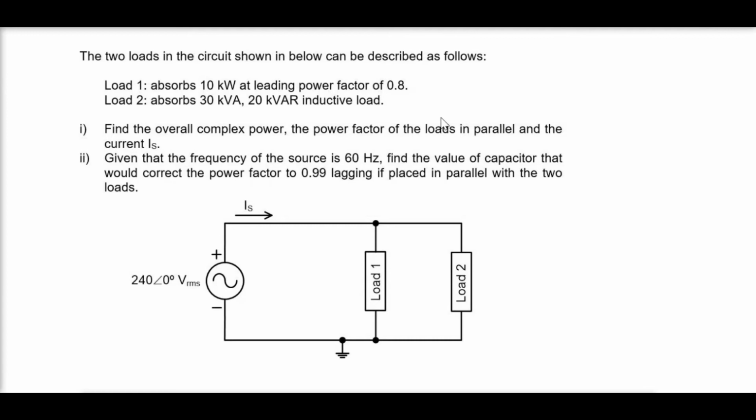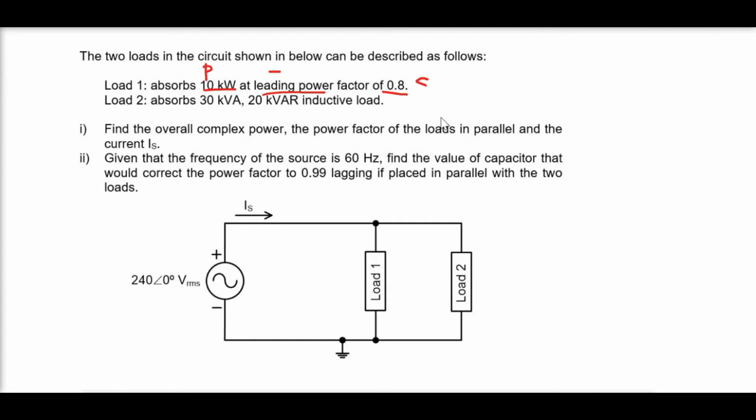This question gives two loads. The first load is 10 kW with a leading power factor of 0.8. So this 10 kW is P, the average, constant or real power, and leading means that the reactive power is negative, with power factor 0.8.